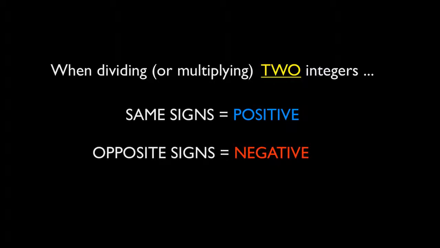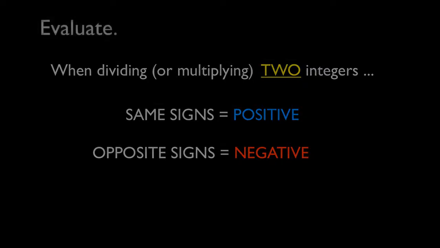When dividing or multiplying two integers, if the signs of the two integers are the same, the result is positive. If the signs are opposite, the result is negative. So that works whether it's division or multiplication. And that's great news because it's not a separate set of rules that we have to remember. Okay, let's try some questions.